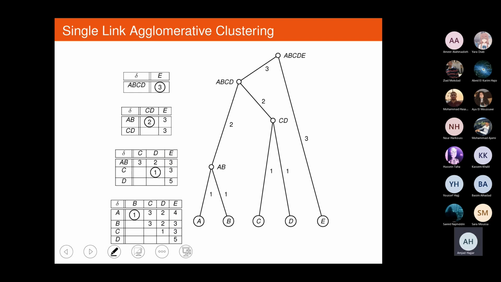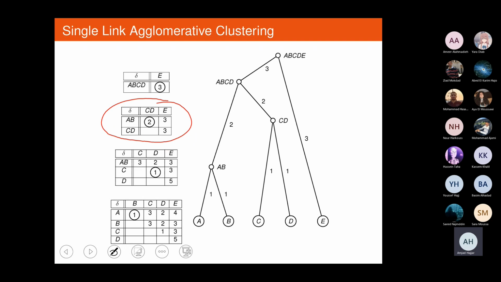Here I observe that in my table the minimum distance is 1, which is the distance between C and D. So I group C and D and I say now my clustering is AB, CD and E. This is my second level of the dendrogram. And again, at each step, I need to update again my distance table.